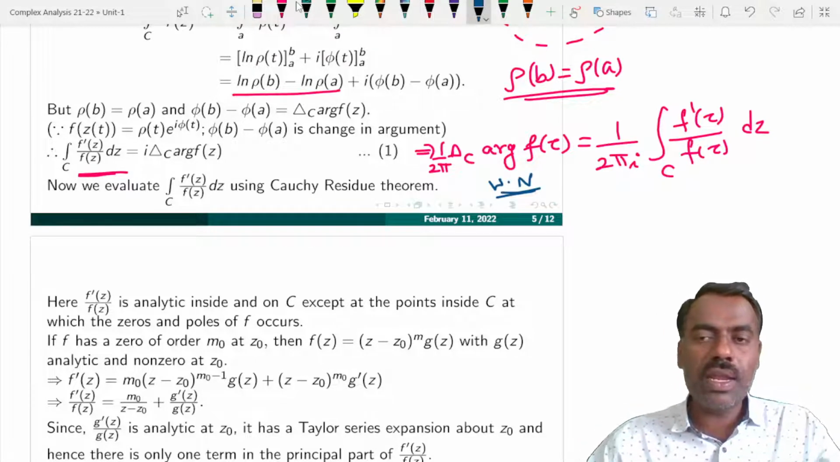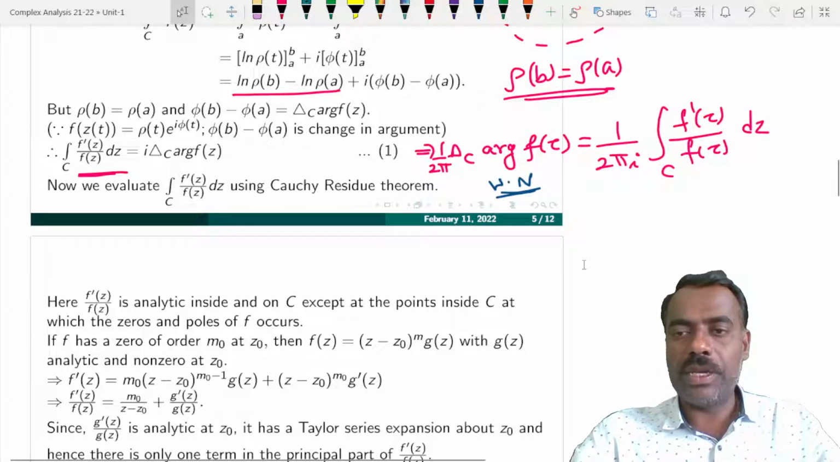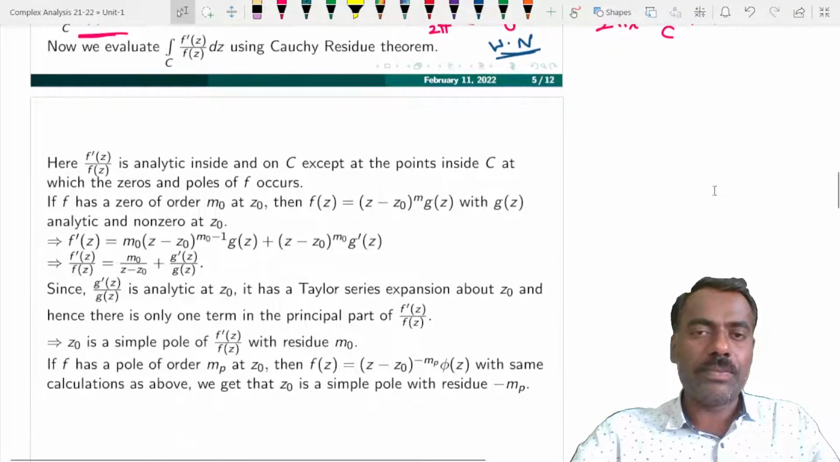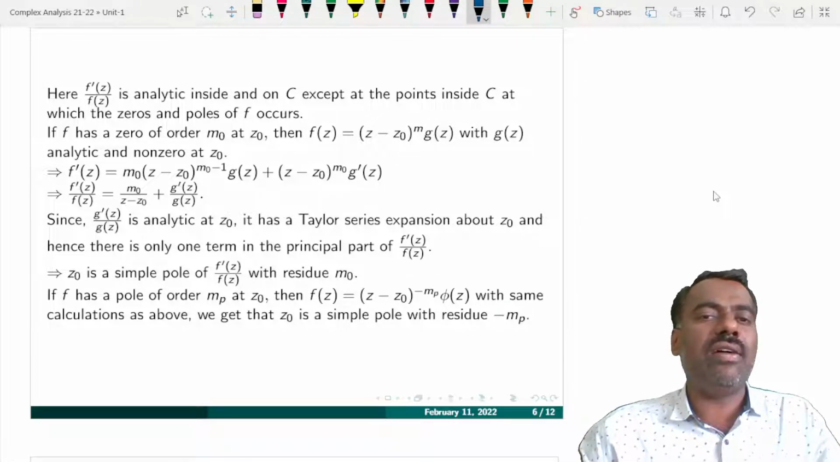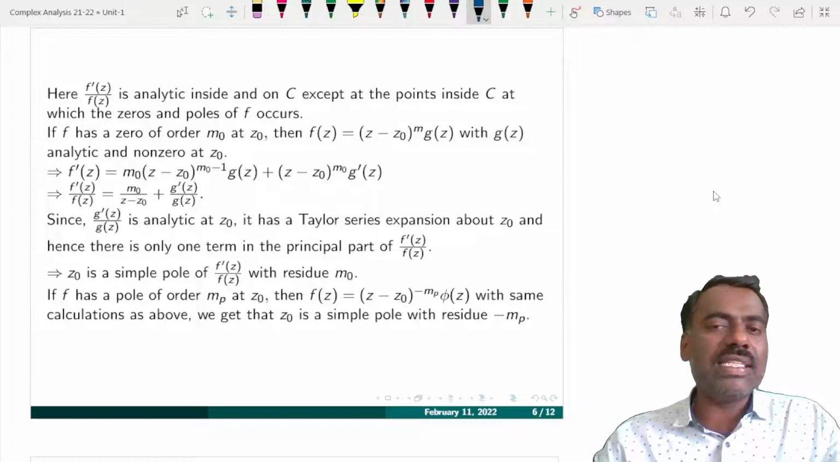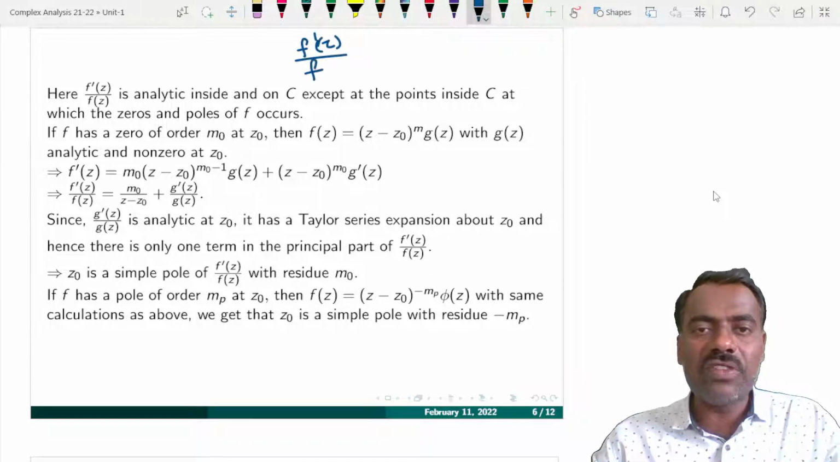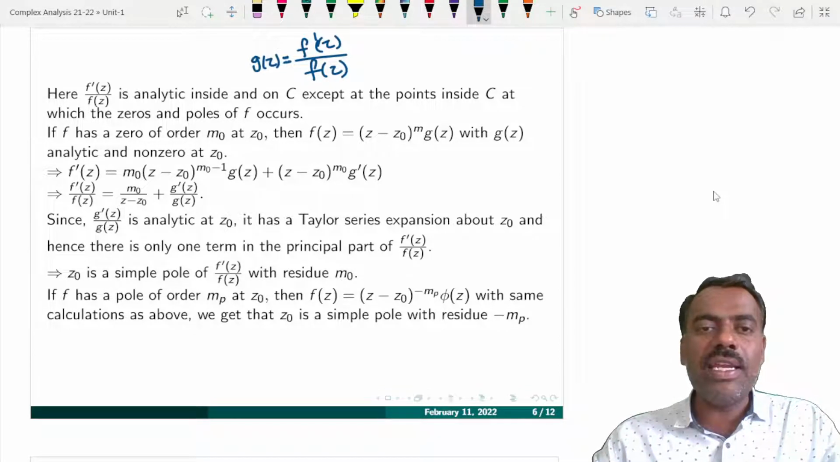Now, because this f is meromorphic, it has some zeros and poles. So we will calculate this integral using the residue theorem. As I said, f dash of z by f of z is analytic inside and on c, except at the points inside c at which the zeros and poles of f occur. Because we are considering f dash of z by f of z, for this new function, if you want, you can call it g of z.